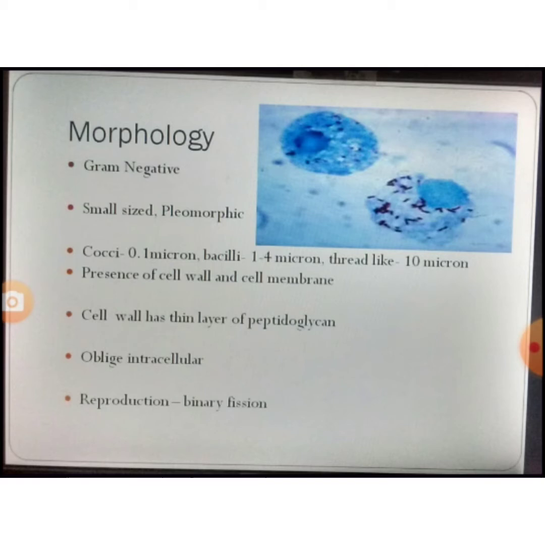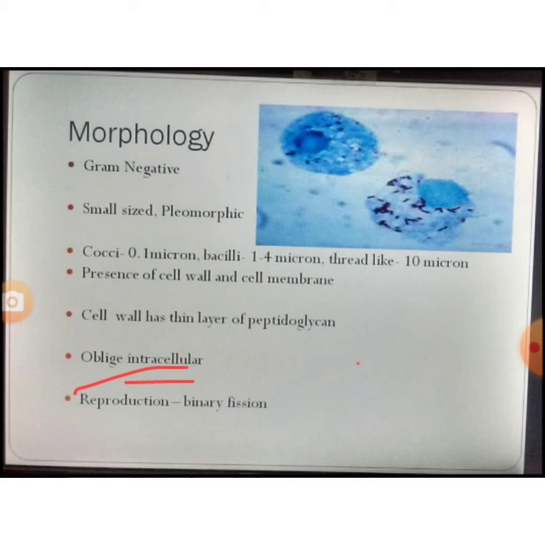It has a cell wall and a cell membrane. The cell wall is made up of peptidoglycan, which is very thin layered. It is an obligate intracellular bacteria. That is, it requires a host. Obligate means strict intracellular. It requires a host for survival.